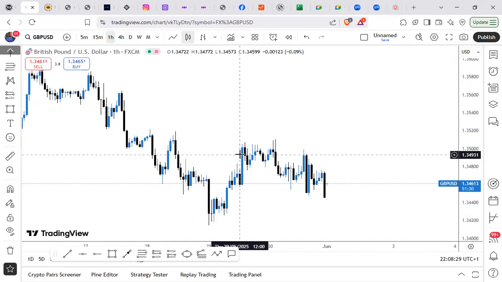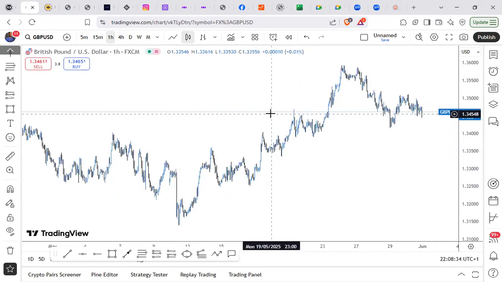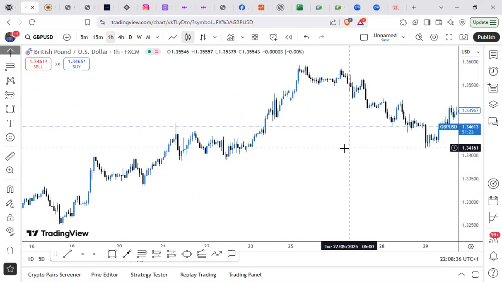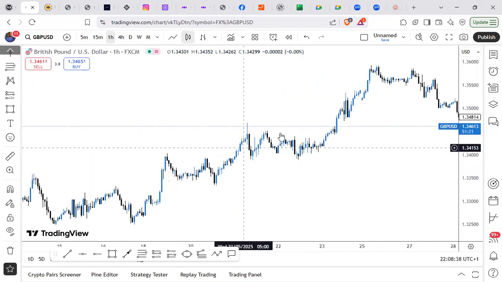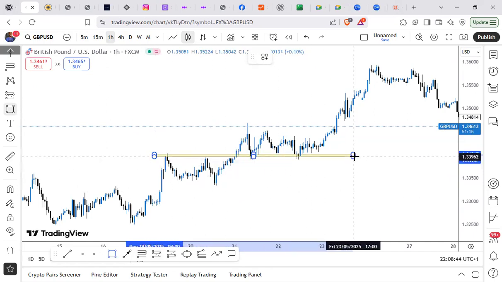All right. So I was trying to tell you how to spot support and resistance in the market. For example, now look at this one here. Look at this area right here. From here, look at it.